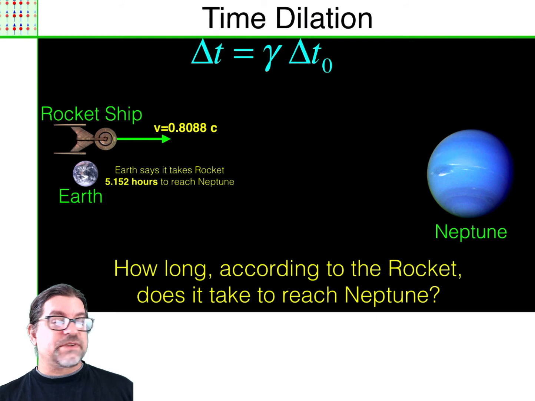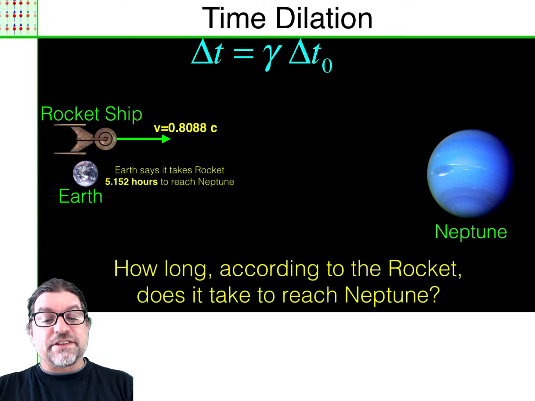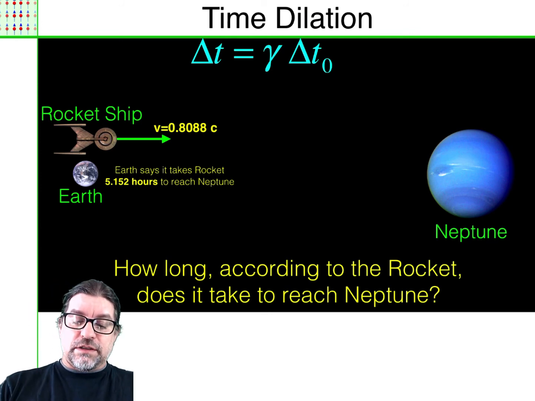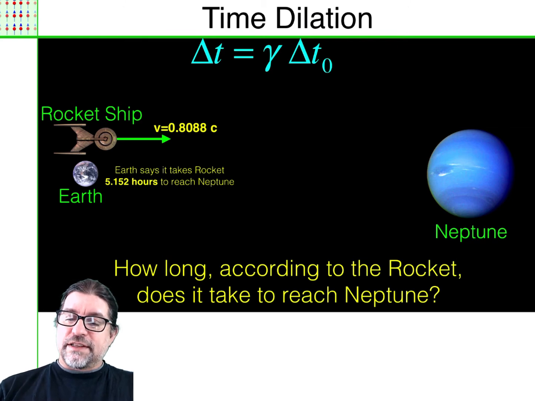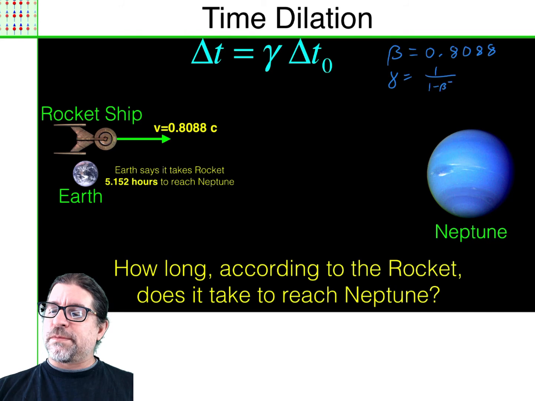Let's do another example with this here, right? So how long, according to the rocket, does it take to reach Neptune? Earth says that it takes the rocket 5.157 hours to reach Neptune, okay? And it's moving at, it looks like, 80.88% the speed of light. So just as a reminder of how you can do this, let's calculate. Remember, beta is v over c, so in this case it's going to be 0.8088. And remember gamma is 1 over the square root of 1 minus beta squared. When I calculate that, I get 1.70.